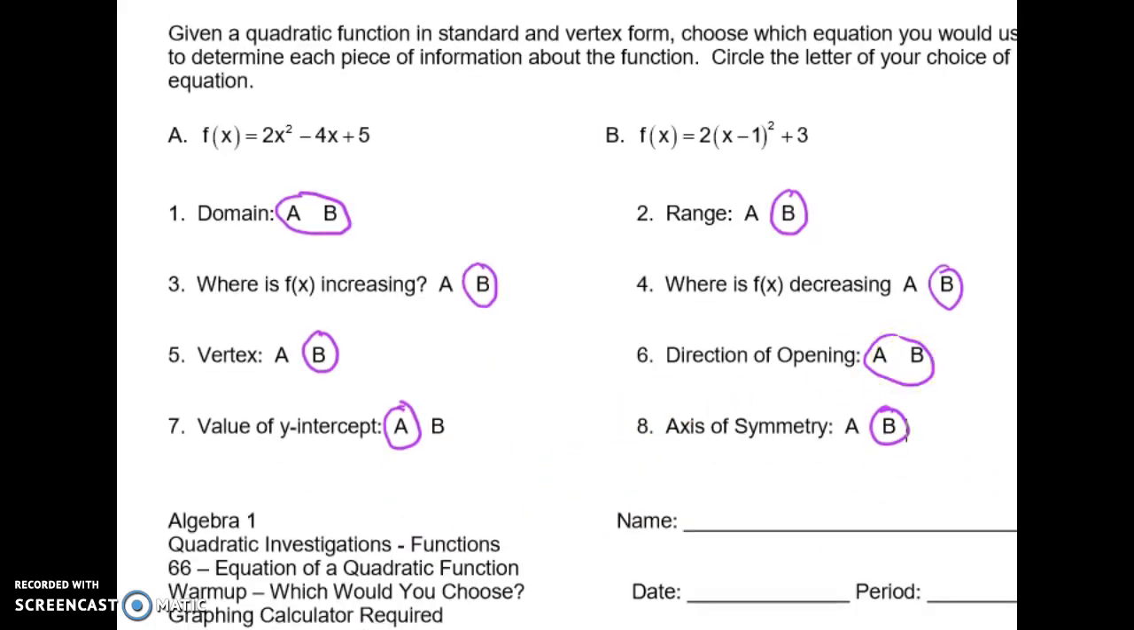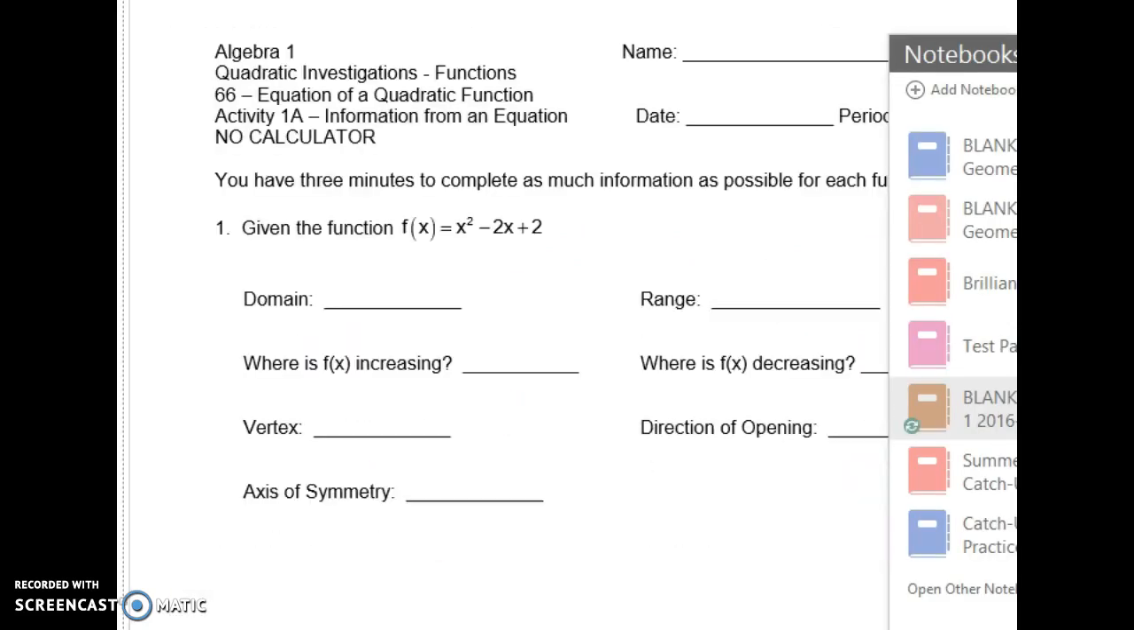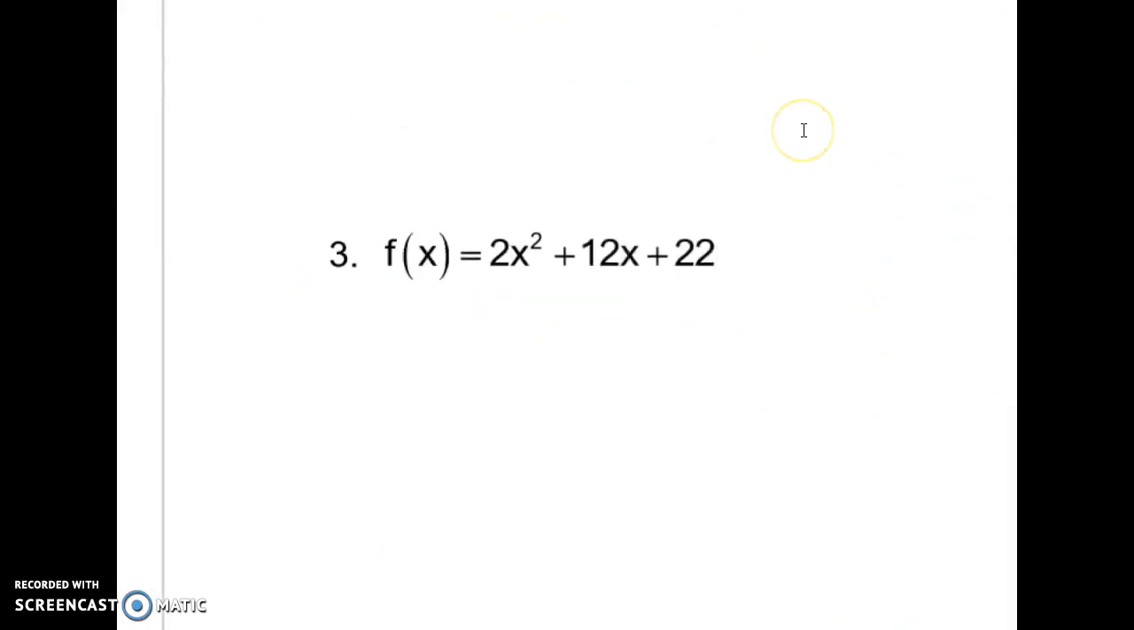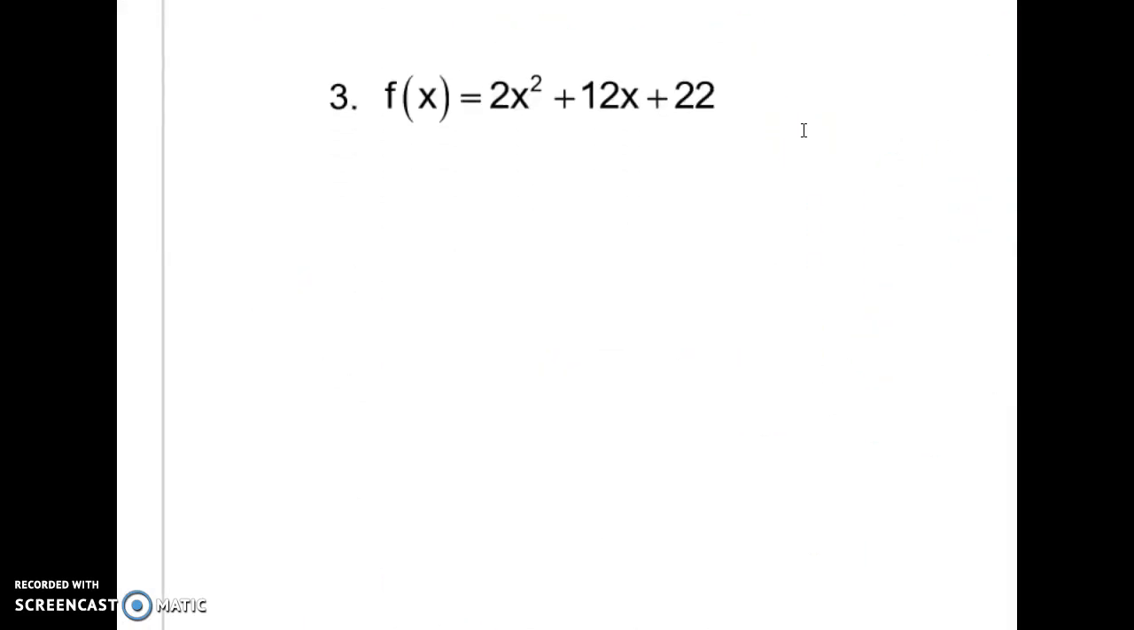So what happens when we get an equation that's in standard form, and then we're asked to find the range, the increasing, decreasing, all that sort of stuff, the vertex? What do we do? Well, we're going to need to convert. And we're basically just going to work through some examples on how we're going to do that. Now, our goal is to get something that's in vertex form. So what we want to have is a quantity related to x that's been squared. We also want to figure out what our vertex is going to be.